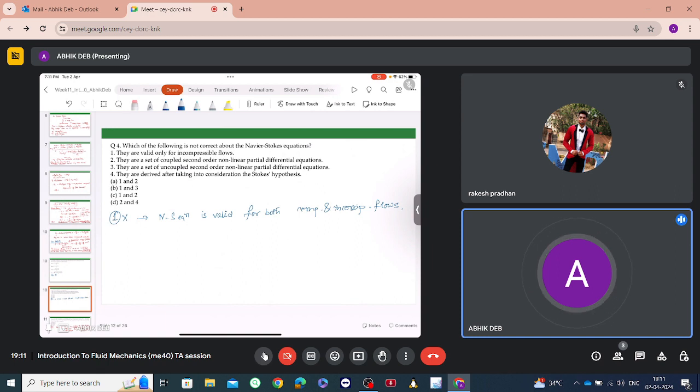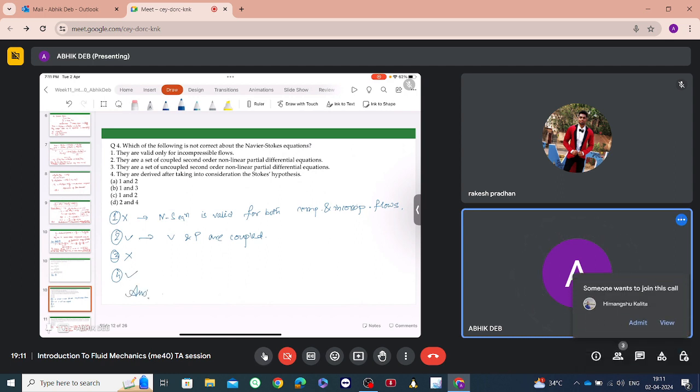Okay, they are set of coupled second order nonlinear partial differential equations. Two number is correct. They are set of coupled equations because the velocity and pressure are coupled into a second order nonlinear partial differential equations. Set of uncoupled, no, they are coupled, so the option 3 is not correct. They are derived after taking into consideration the Stokes hypothesis, so 4 is correct. So 2 and 4 are correct, that is option number D is correct.